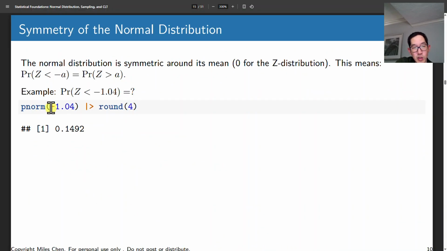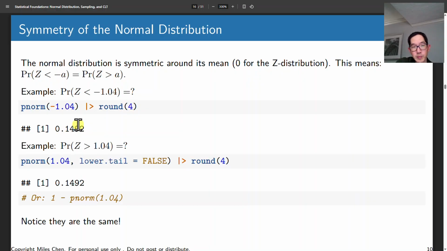And we can see that's going to be the case. I could say pnorm of negative 1.04, and I get 0.1492. I can say pnorm of positive 1.04 with lower.tail equal FALSE, and I get the same value, 0.1492. Or I could do 1 minus pnorm of positive 1.04, and I would also get the same value, 0.1492. That's because the normal distribution is symmetric.